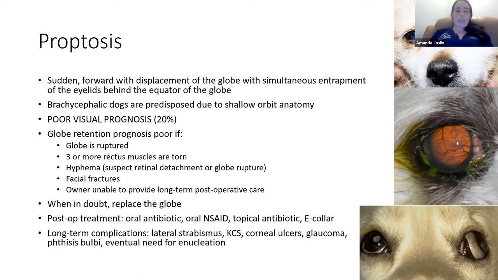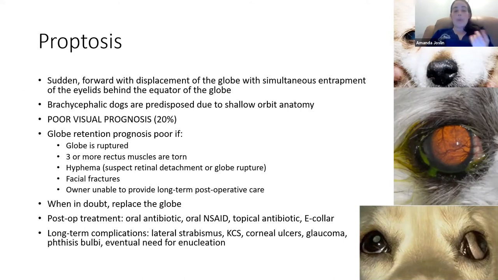With facial fractures, again, you're just concerned for more trauma, or if the owner is unable to provide long-term care. The issue is you can have long-term complications up to about 6 months after this. Even if you replace the eye, you can develop a lateral strabismus that's so severe you can't even see the cornea. You can develop dry eye, corneal ulcers, glaucoma, phthisis bulbi, which is the small fibrotic eye. But if everything looks good and you decide to replace it, the most important thing is the post-op care.